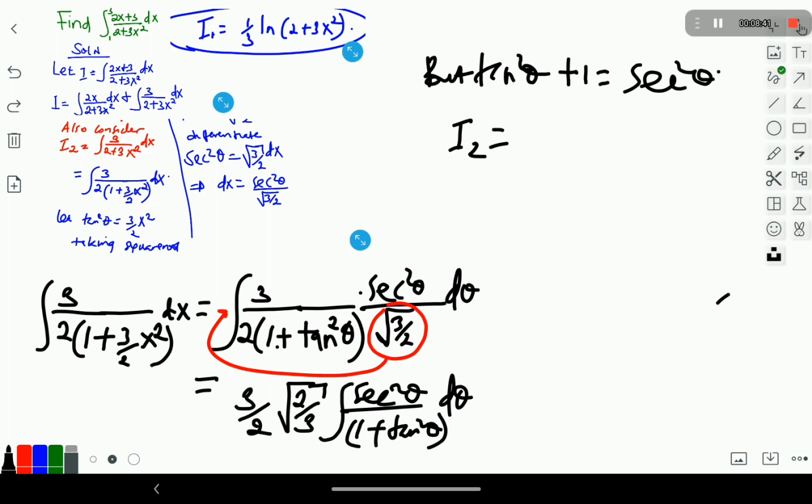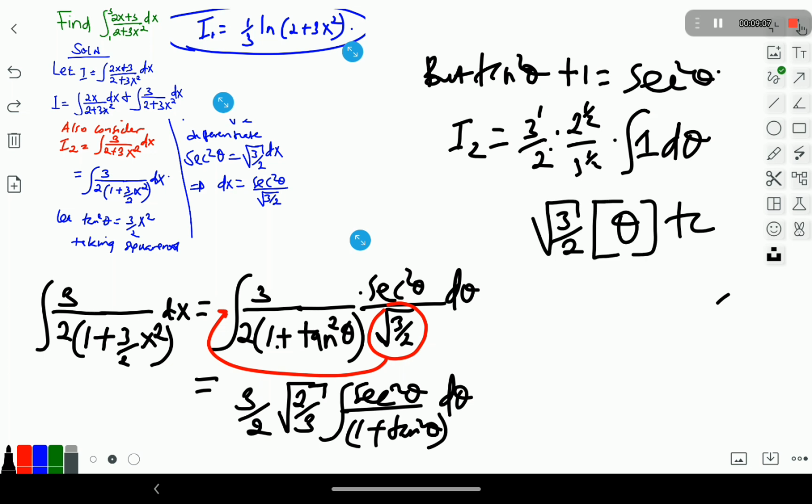So the thing will be 3 power 1 and also 2 to power 1 times 2 power half divided by 3 power half. The reason for half is just coming from the square root. So sec squared and 1 plus tan squared will just cancel. So the integral I2 will be equivalent to, by the rules of indices, root 3 over 2, then theta plus a constant c.